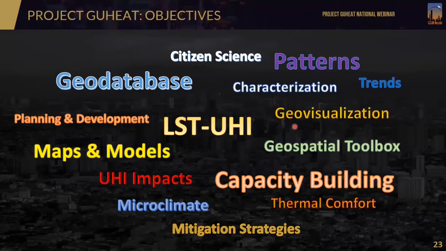We have several specific objectives, but I represented the keywords in this word cloud. So we are looking at the patterns and trends. We are characterizing land surface temperature and urban heat islands. We are developing databases. We have developed databases and produced maps and models. And soon we will be making available a geospatial toolbox to enable LGUs to utilize these particular maps and models.